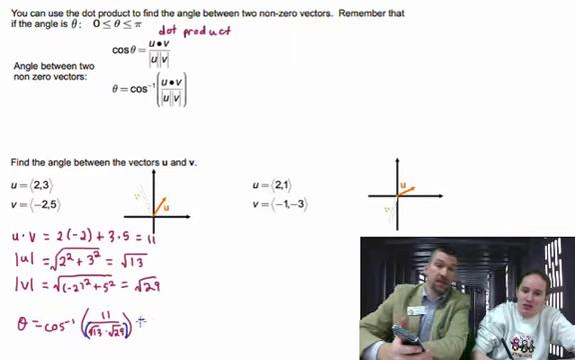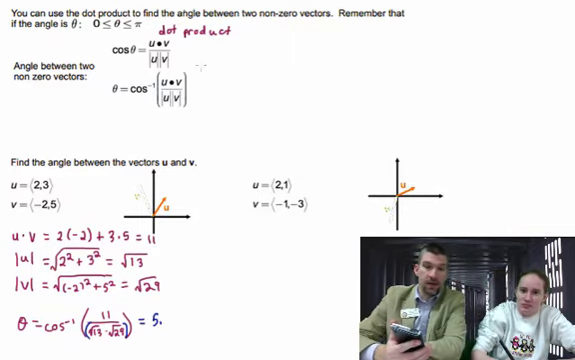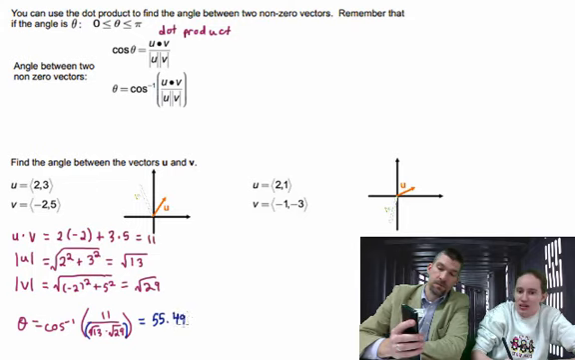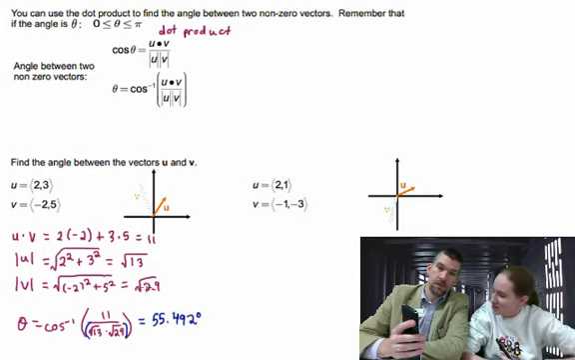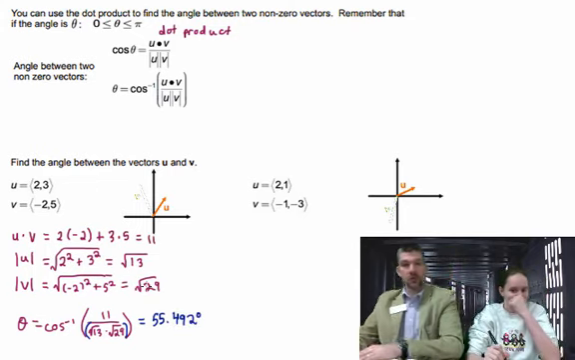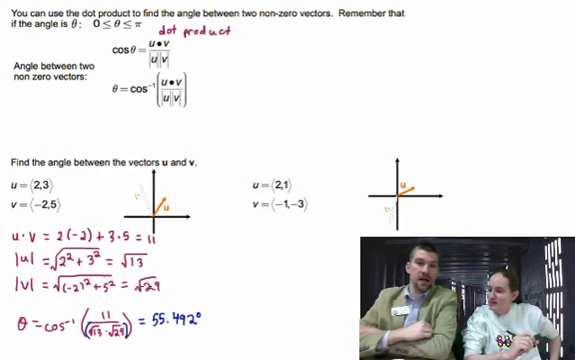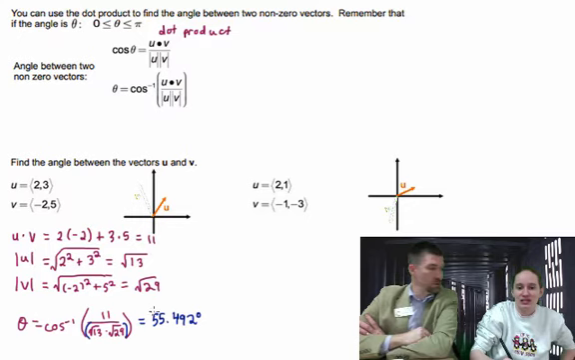55.492 degrees. And so there we go. 55.492? Can we check and see if that's right real quick? Yeah, let's have a quick check, because we've had some calculator issues in the past, but we're not going to talk about it. Hey, good job. It is correct.